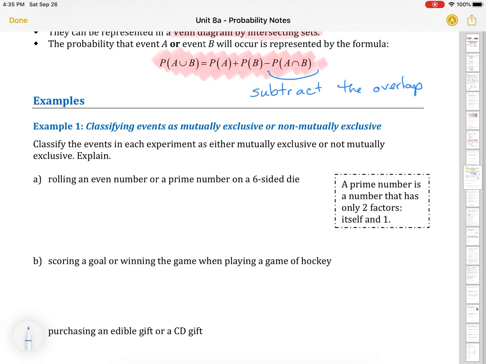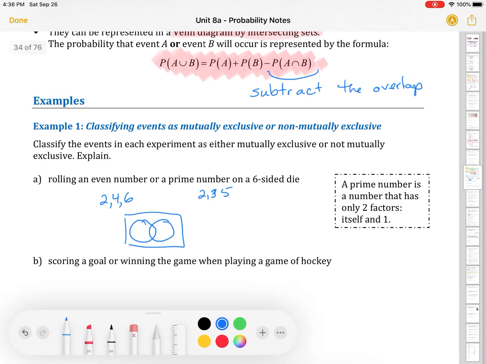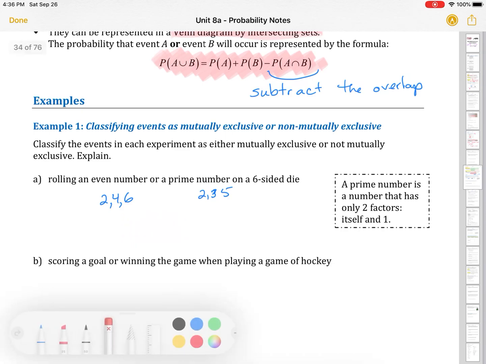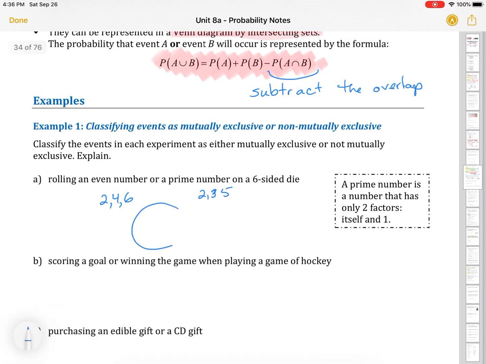Classify the events as mutually exclusive or non-mutually exclusive. And sometimes we might draw a Venn diagram to help us sort it out. So here, rolling an even number or a prime number on a 6-sided die. So let's list. We have even numbers are 2, 4, and 6, right? Now, prime numbers are 2, 3, and 5.